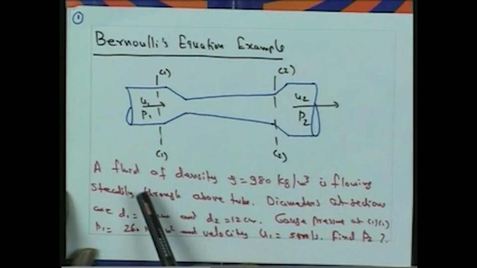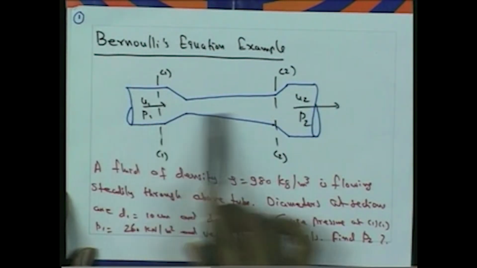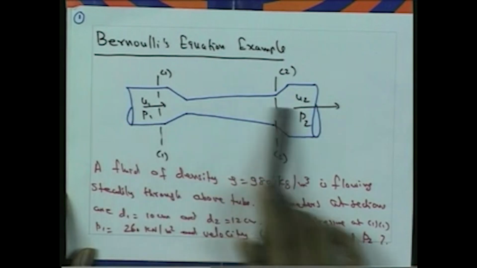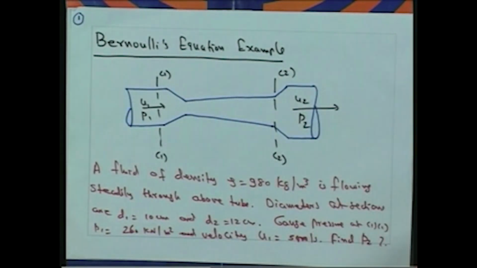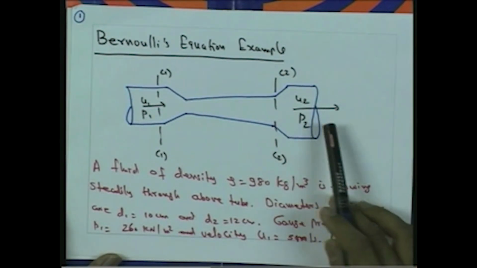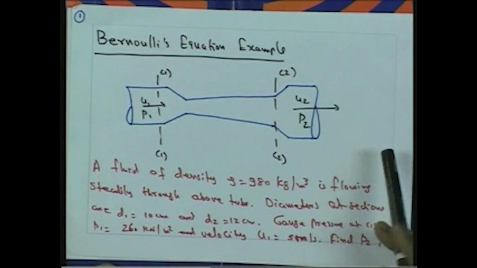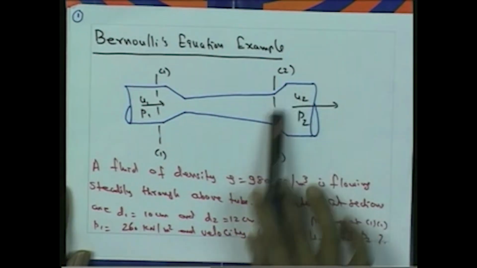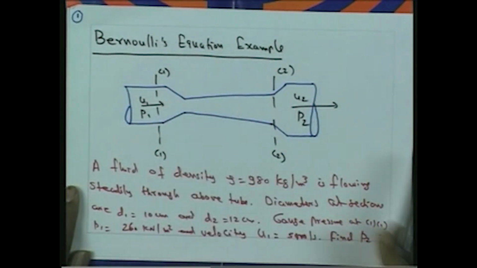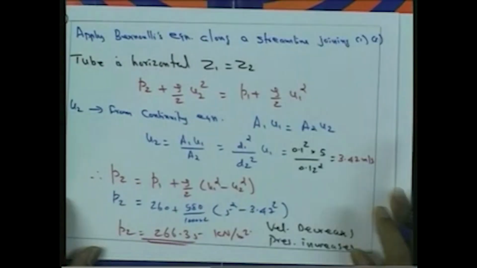Here we can see that there is a tube with a varying diameter, and the liquid is flowing through, and two sections are considered. At one section the velocity and the pressure are known, and at both sections the diameters are known. We want to find the pressure at section 2. That is what we want to find in this particular problem, and the pressure at section 1 is given as 260 kilonewton per meter square. So here we will be using the Bernoulli's equation and also the continuity equation.